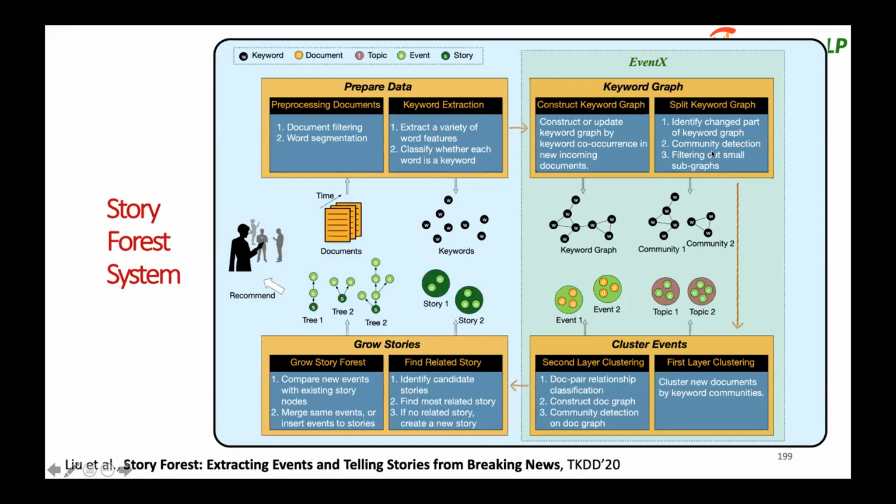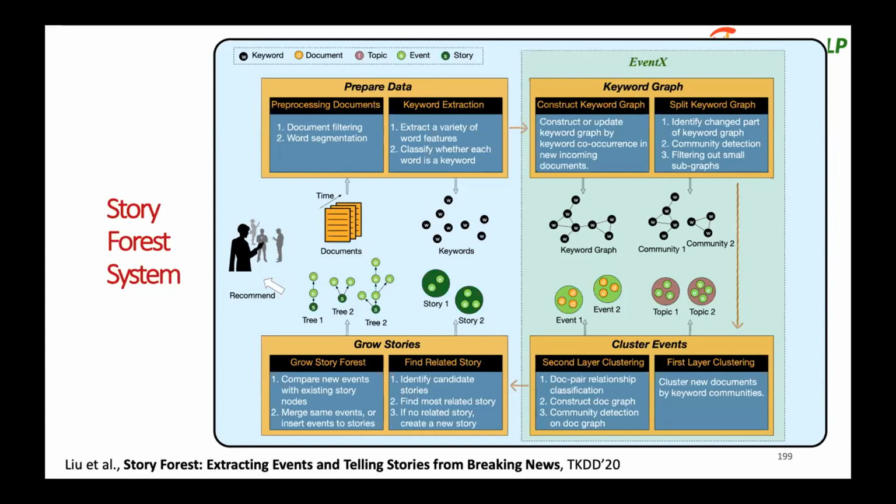The idea is we want to compare the relationship between each pair of documents. But in this way, if you have n documents, then the complexity is O(n squared), which costs a lot of time and resources. So we propose the EventX algorithm, which is a two-level graph-based clustering algorithm. The basic idea is we first perform the first layer clustering by constructing a keyword co-occurrence graph based on the keywords from the documents.